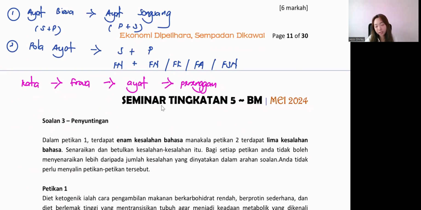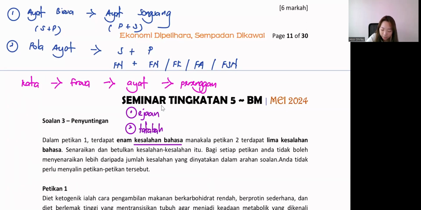So why do you need to edit? Because there is kesalahan bahasa. For the kesalahan bahasa, we always have 4 different kesalahan. The first one is kesalahan ejaan. This is the one that you need to score because kesalahan ejaan is the easiest one. Then number 2 is kesalahan tata bahasa.